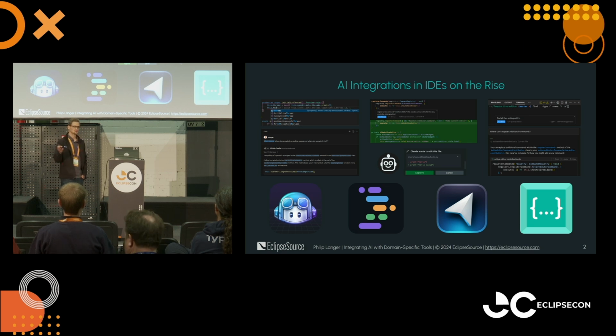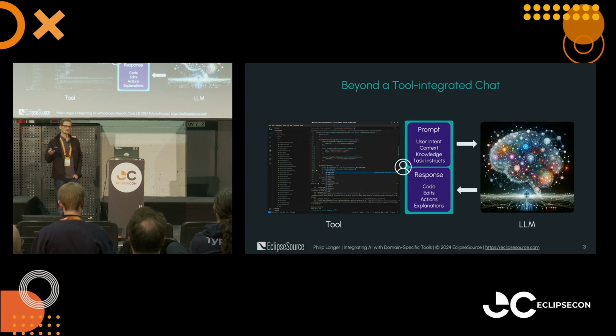I'm sure if you've spent a few minutes on the internet in the past few months, you've heard all of these tools already: GitHub Copilot, Project IDEs, Cursor IDE, Codium, Claude Dev, and all of that. Those tools bring AI capabilities into your IDE in all sorts of forms: code completion, context-aware chat windows, and all of that. What really makes them special is that they go beyond tool-integrated chat windows.